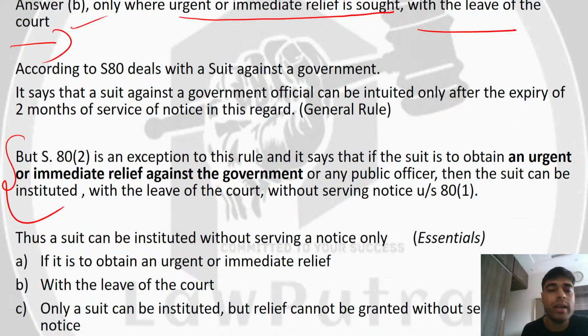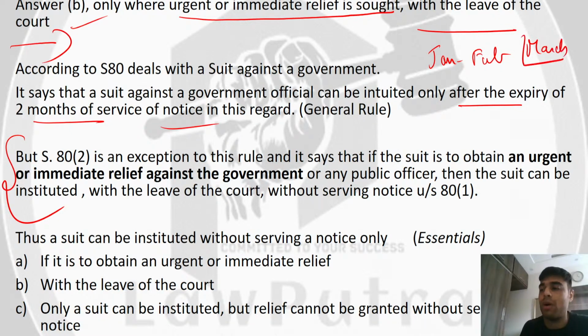80(1) में general दिया हुआ है. It says that a suit against a government cannot be instituted after the expiry of 2 months from the date of service of notice. That means अगर आपने मान लो जनवरी में नोटिस दिया तो जनवरी एंड देन फरवरी मार्च में जाकर जो है आप सूट को इंस्टीट्यूट कर पाओगे. 2 महीने का नोटिस जो है इसका एक्सपायर होना जरूरी है.